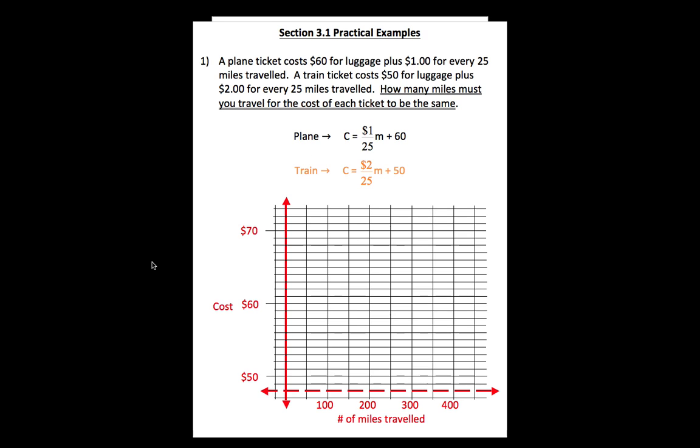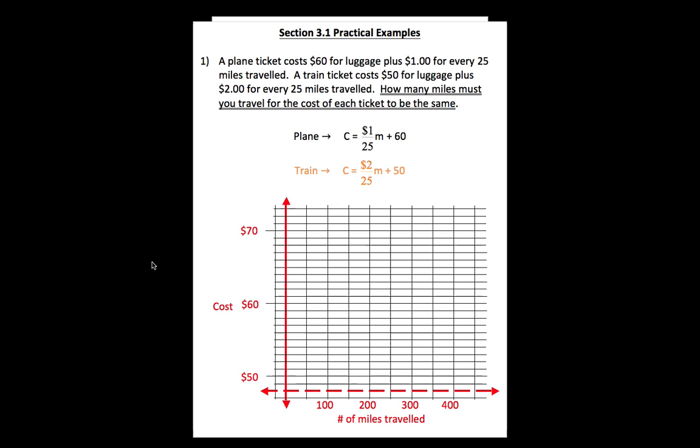So the equation you should have come up with to represent the cost of the plane ticket is cost is equal to $1 for every 25 miles traveled plus $60 for your luggage fee. Our slope, 1 over 25, represents the rate of change in our costs. Our cost will increase by $1 for every 25 miles traveled. This should seem very familiar to the slope section we covered in Chapter 2.